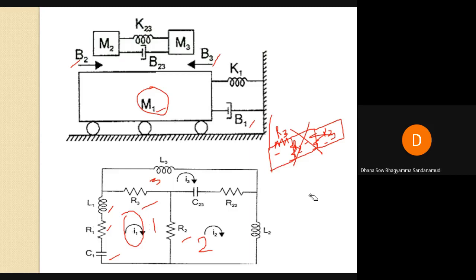It is not common to anything. But if you see, in between M2 and M3, two terms are there, B23 and K23. B23 is R23, and K23 is 1 by C23. So 1 by C23 and R23 will definitely be in series, because this is 1 by and this is not 1 by. These two are common to loop 2 and loop 3.